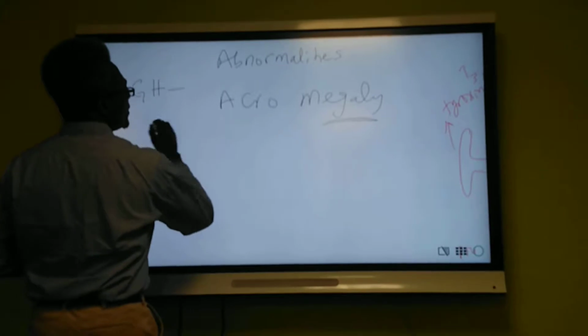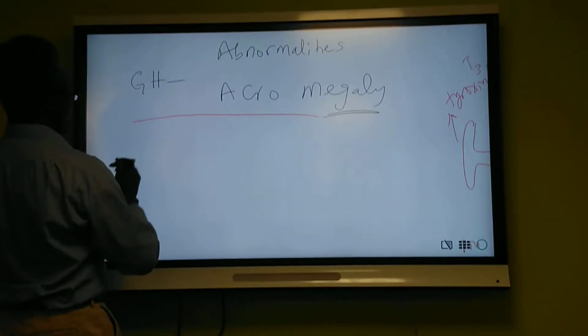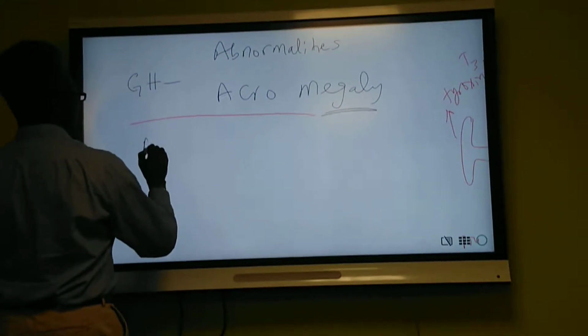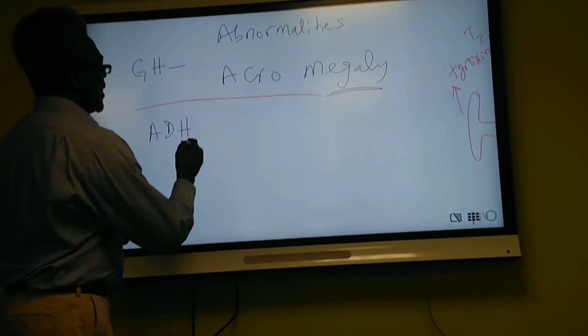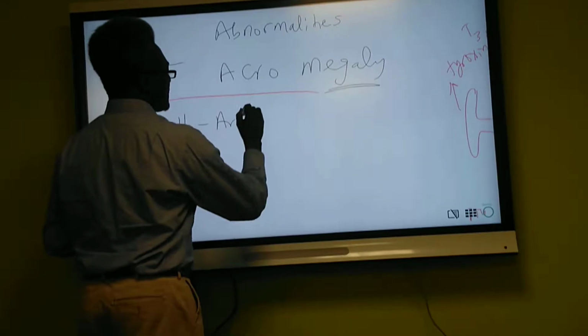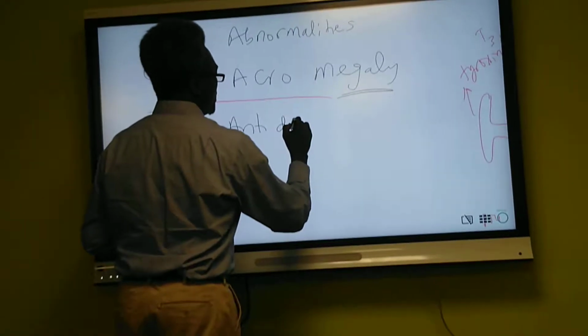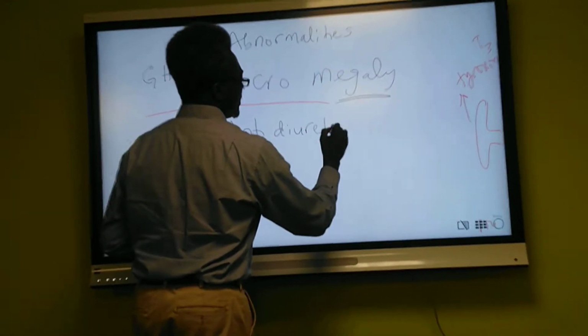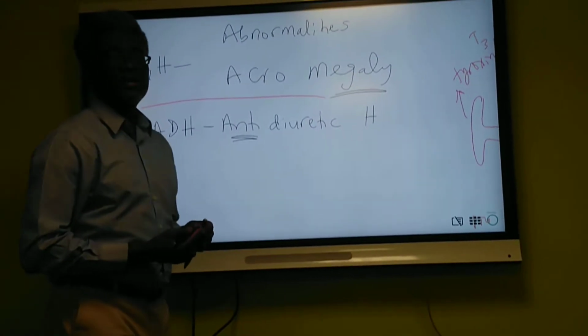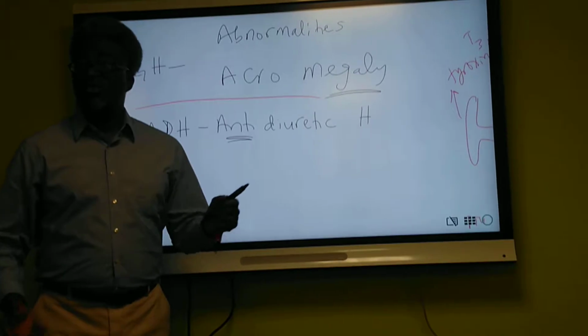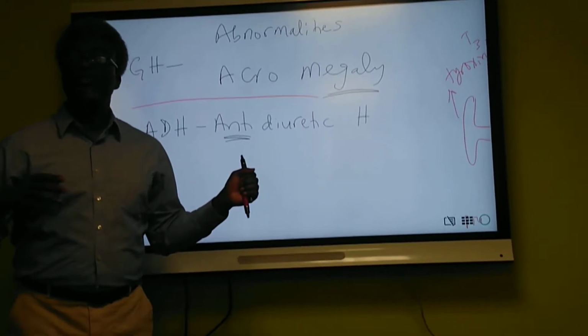Let's talk about ADH, which we talked about in one of our earlier videos. ADH stands for anti-diuretic hormone. Anti meaning against, diuresis to pee. So this hormone literally stops you from peeing a lot.